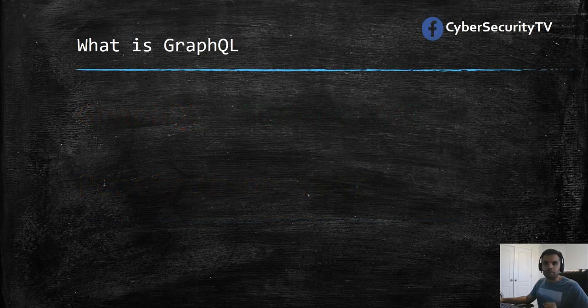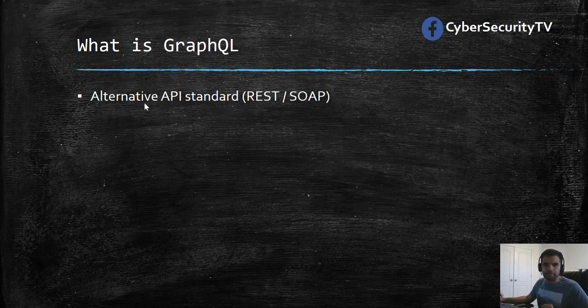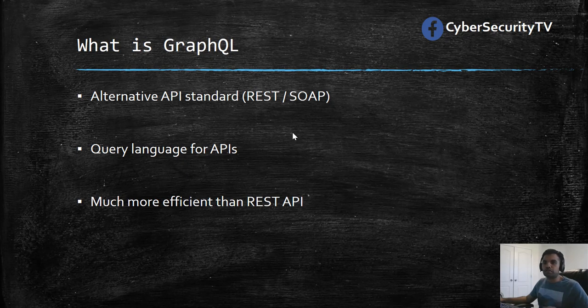Now, what is GraphQL? First we need to understand. It's an alternative API standard, just like REST and SOAP. It's basically a query language for APIs, used to interact with the APIs and to fetch data from the backend through APIs. It does everything that REST and SOAP do, the only thing is it does it in a better way. It's much more efficient than the REST APIs, and I'll show you why it is much more efficient. So don't worry about that, but this is the high level.